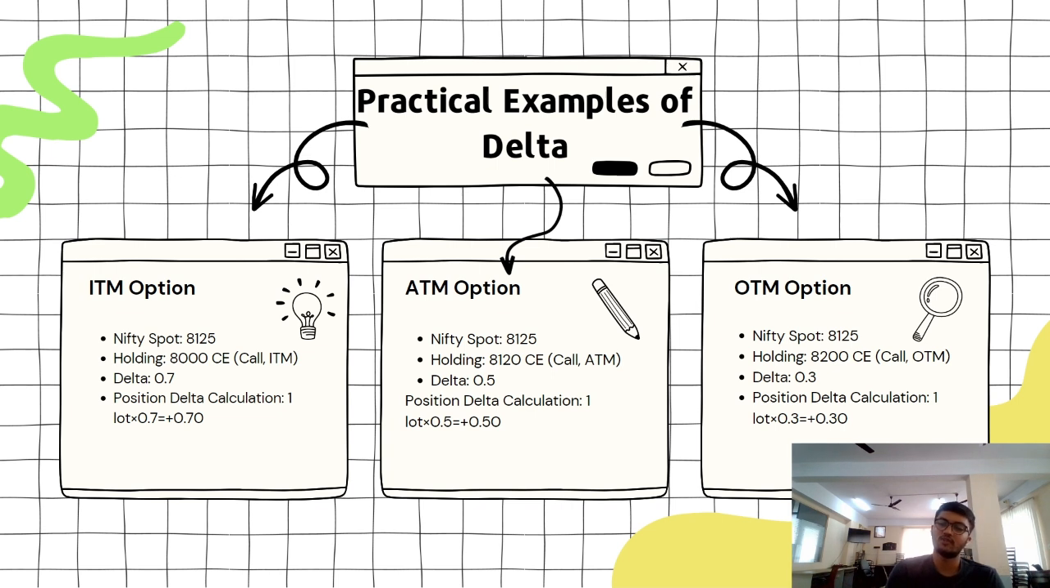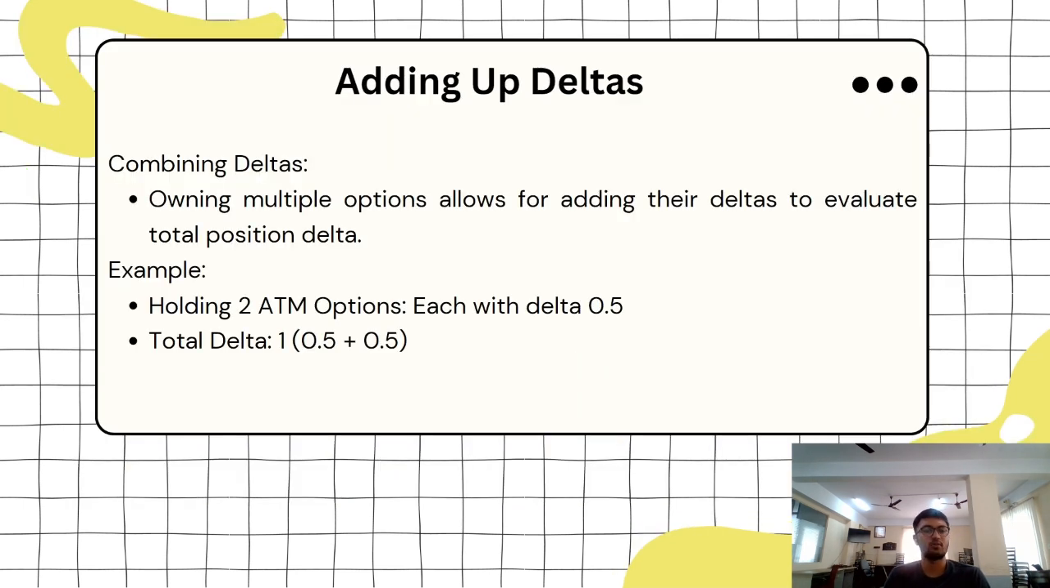So 8,125 is the current spot price of the Nifty. 8,200 in the case of a call option will be out of the money. Delta is 0.3. So every 1 rupee change in Nifty 50 will result in a 0.3 rupee change in my option premium. So this is about the example.